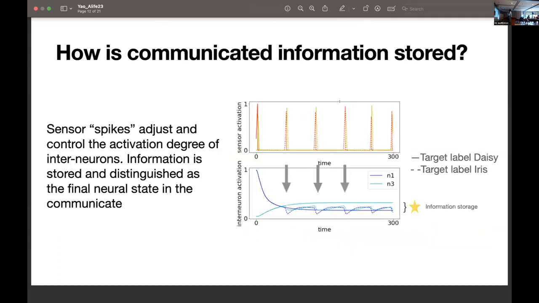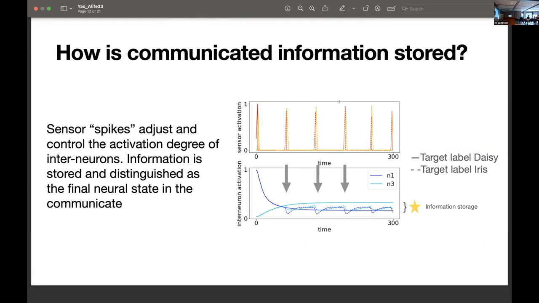Now, how is communicated information stored? Here I plot, this is again the sensor activation graph extended in time. And I picked 2 interneurons to analyze because they are more sensitive to the sensor's changes. And we see that the solid line is when the target label is daisy, and the dashed line is when the target label is iris.